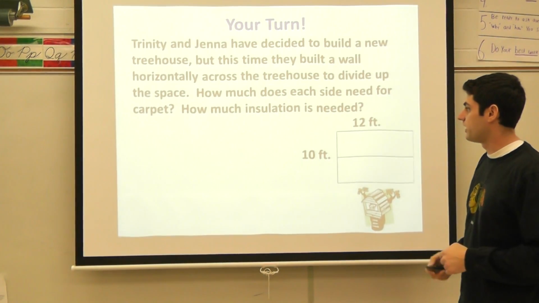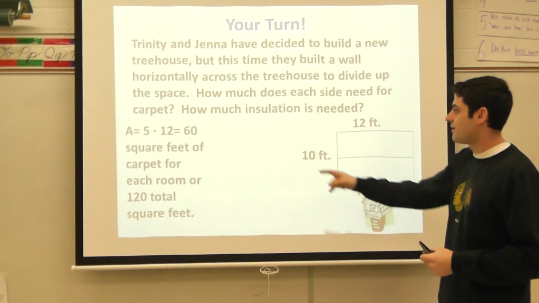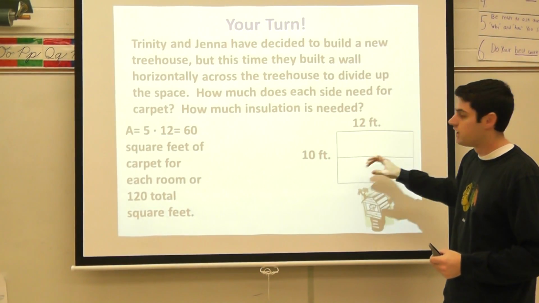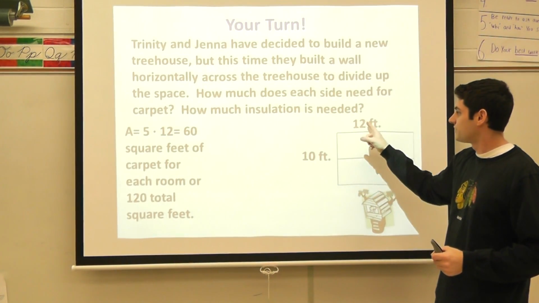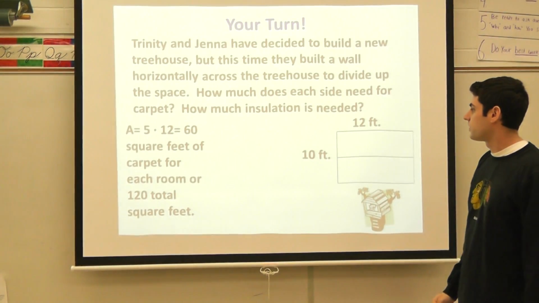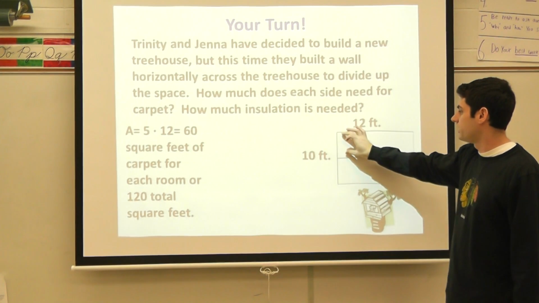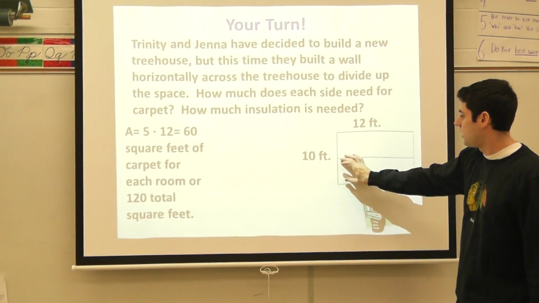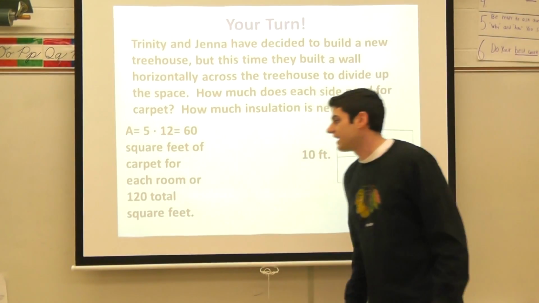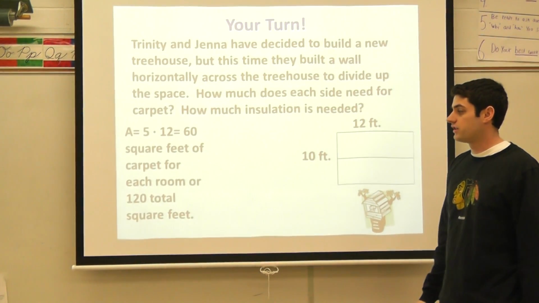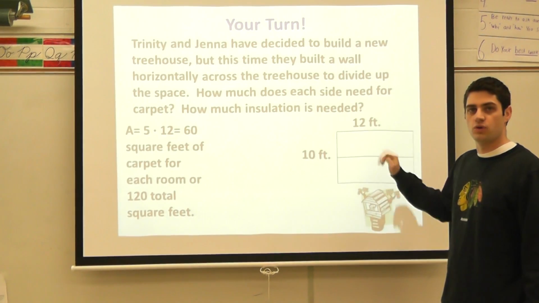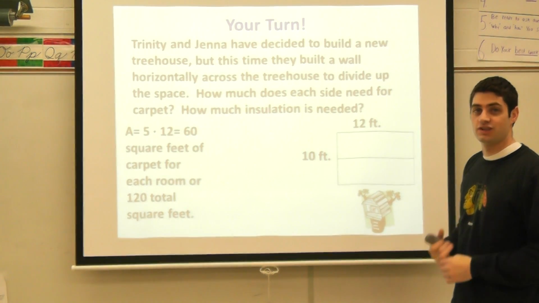Okay, so let's find the area. So the area, I'm going to use 5 instead of 10 because this is the top. We'll say this is Trinity's spot up here. I'm going to do 5 times the 12 feet up top, and I know that I need 60 square feet of carpet here in each room. So I need 60 square feet in this room. I also need 60 square feet in this room. So when I go to the store, I know that I'm going to need a total of 120 total square feet. Again, 60 each side for both Trinity and for Jenna as well.